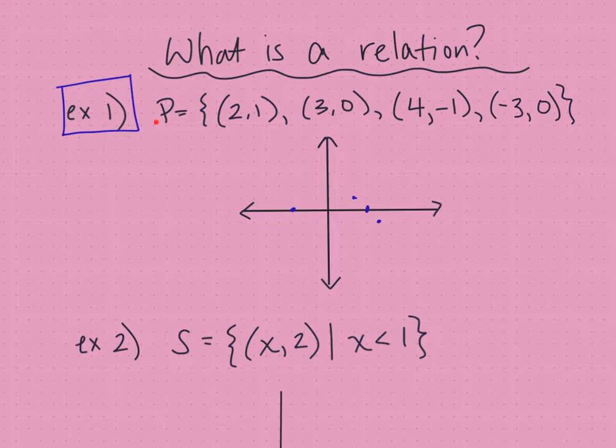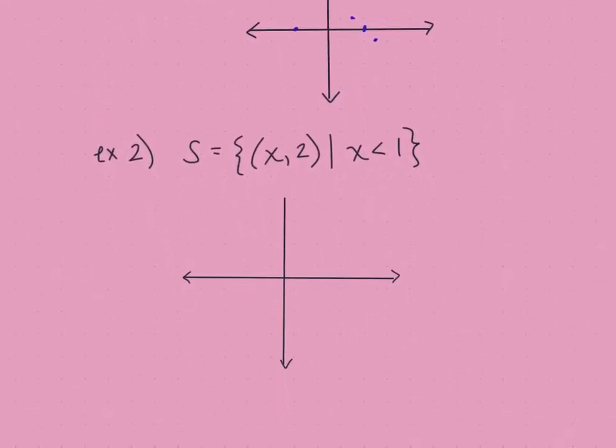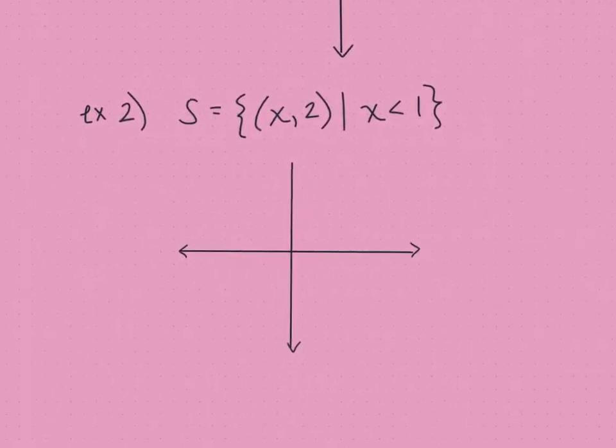So you can see that relation P is just these four coordinate points, and I've graphed it here. Relation S in example 2 looks a little bit different. And we can graph this one as well. This one, unlike the first example, does not have a finite amount of points. It's actually going to have an infinite amount of points that satisfy S.